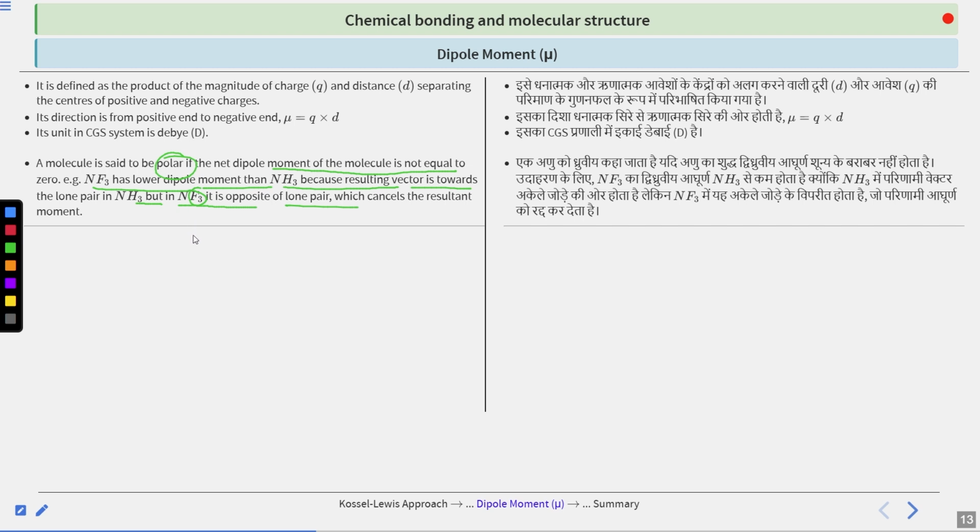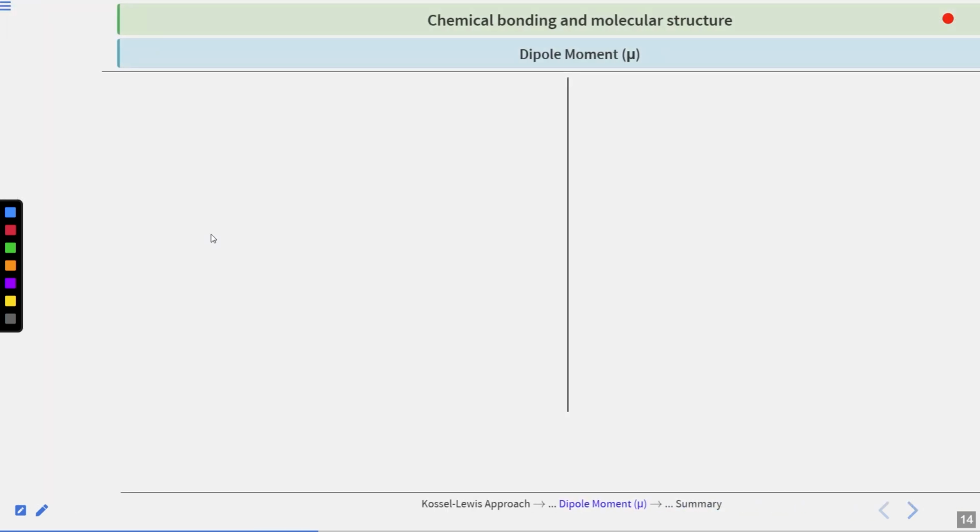So remember this, that the direction of dipole moment goes from positive to negative. So you will see this in chemistry, but in physics this is opposite. Remember this, this may confuse you.